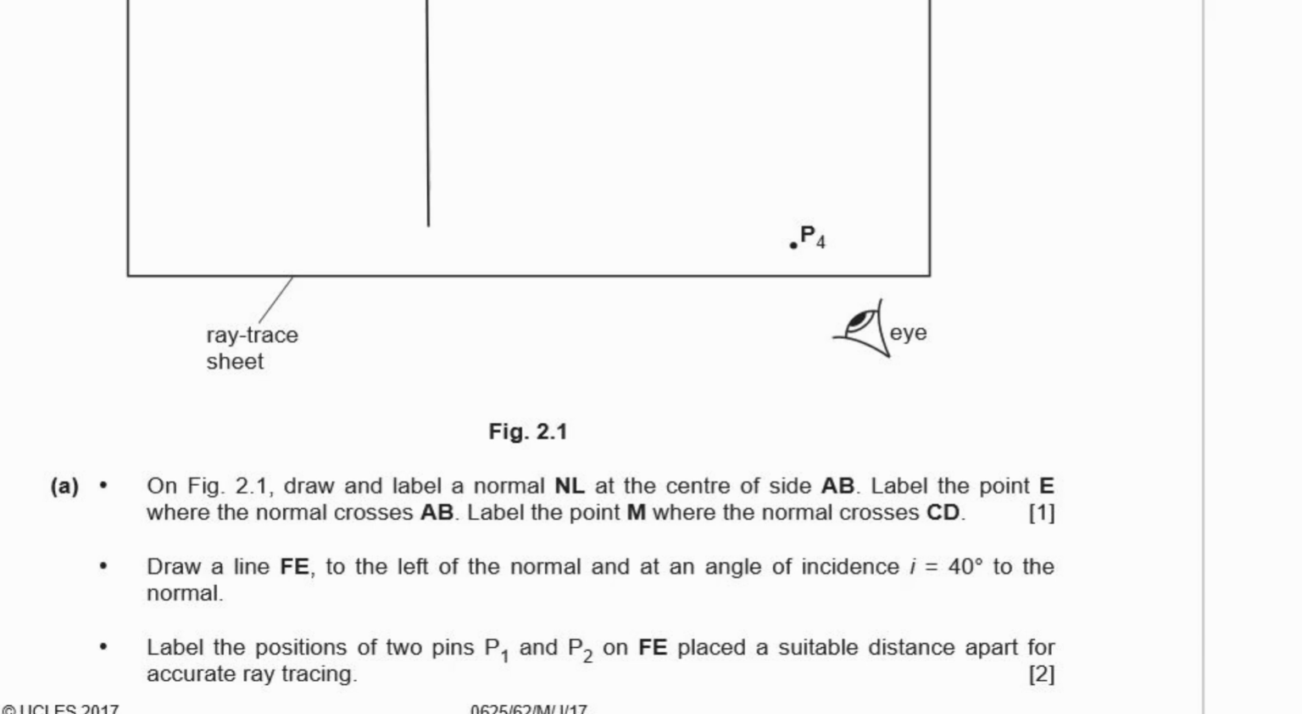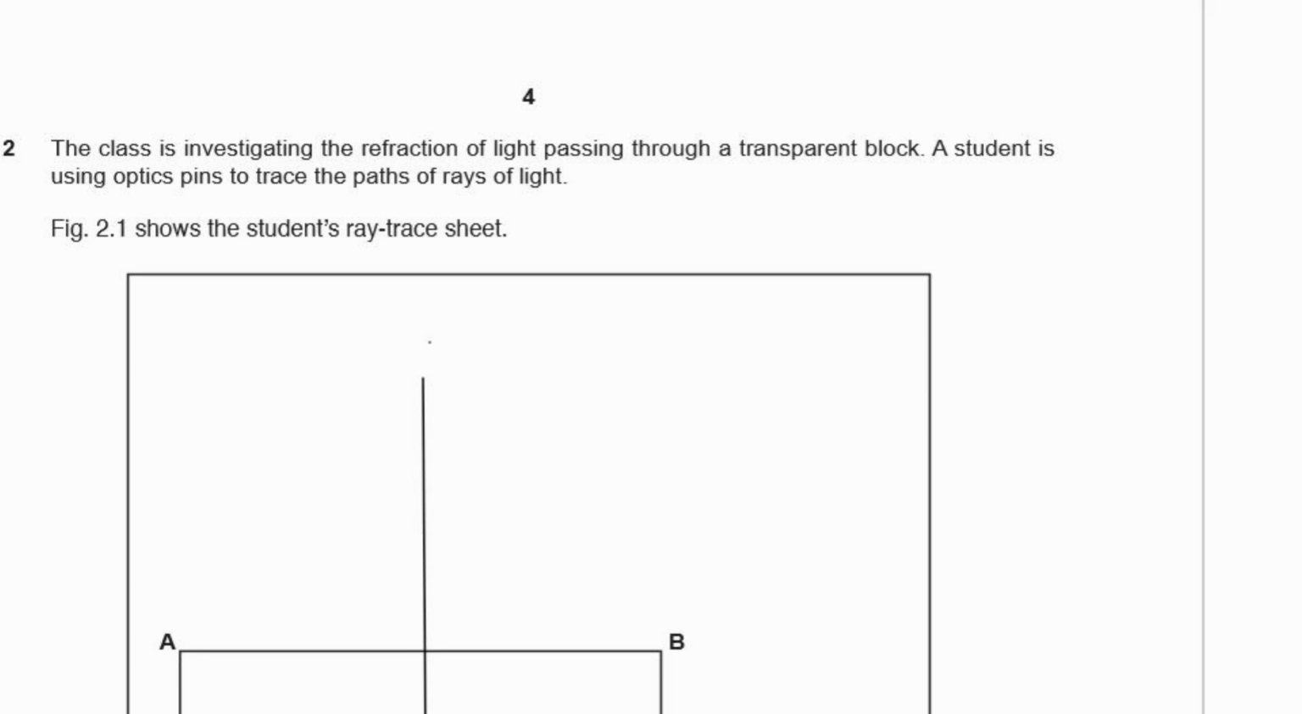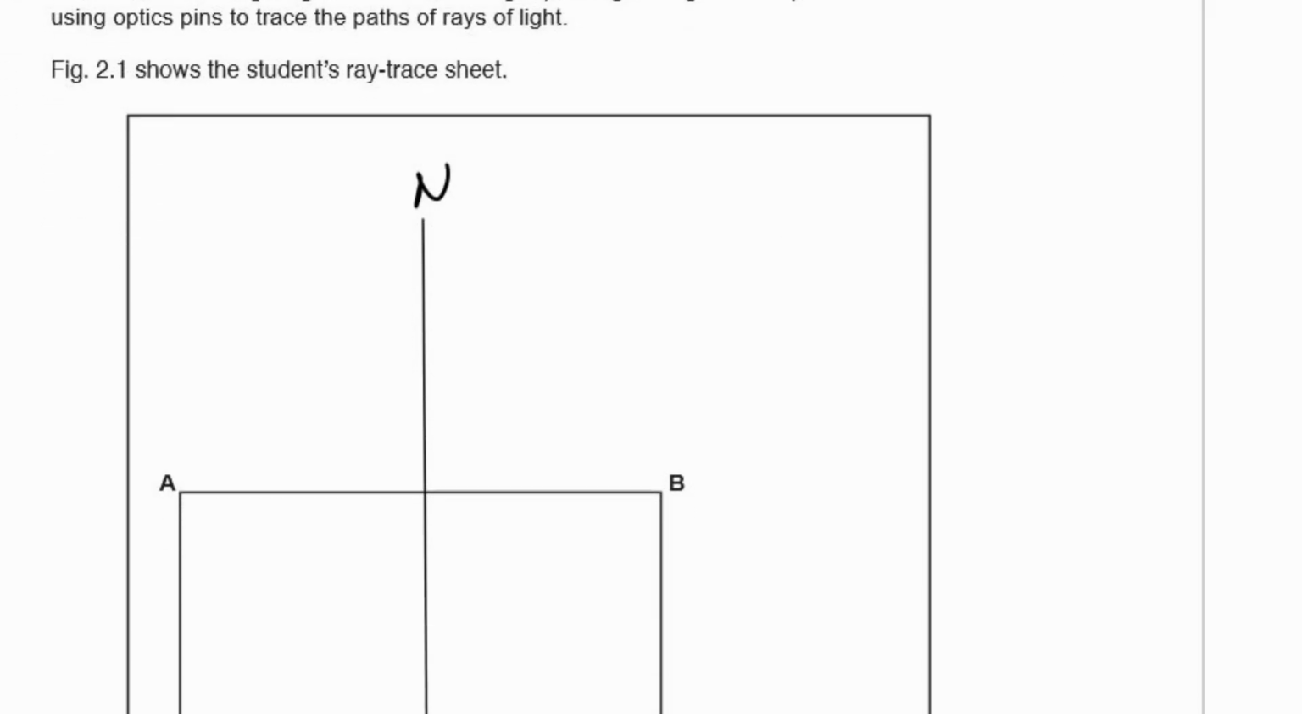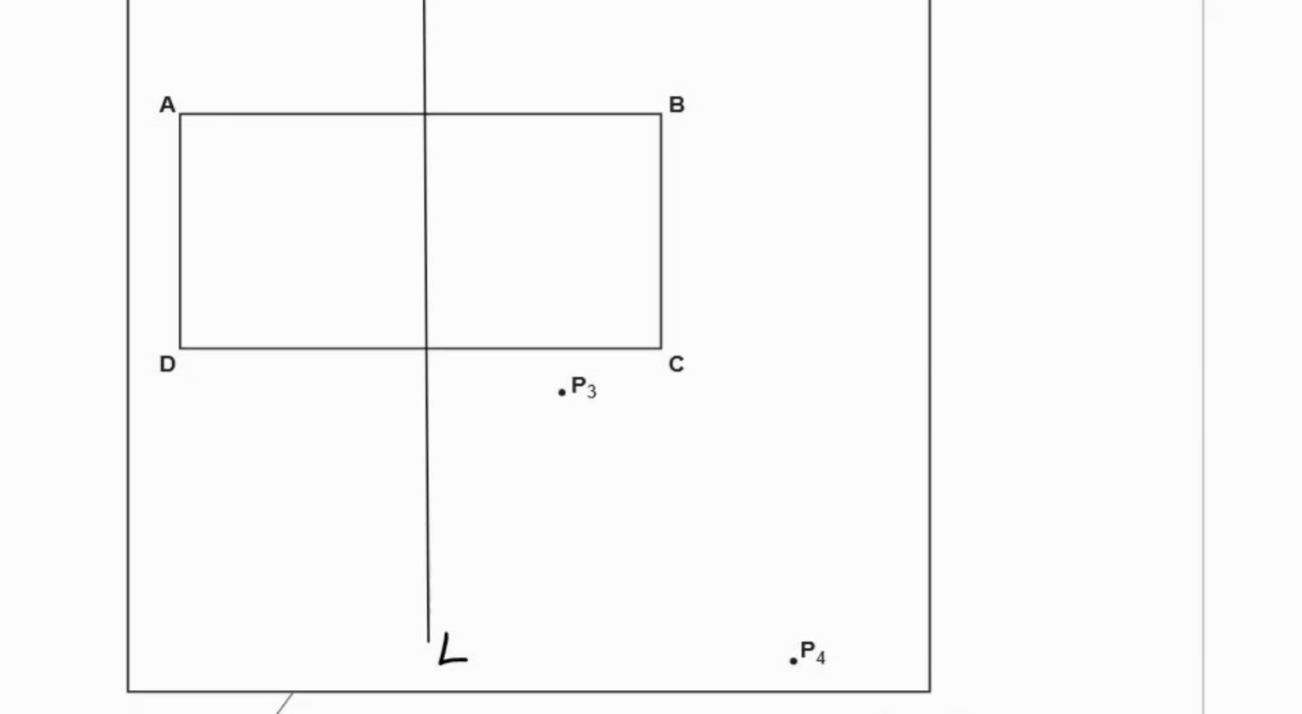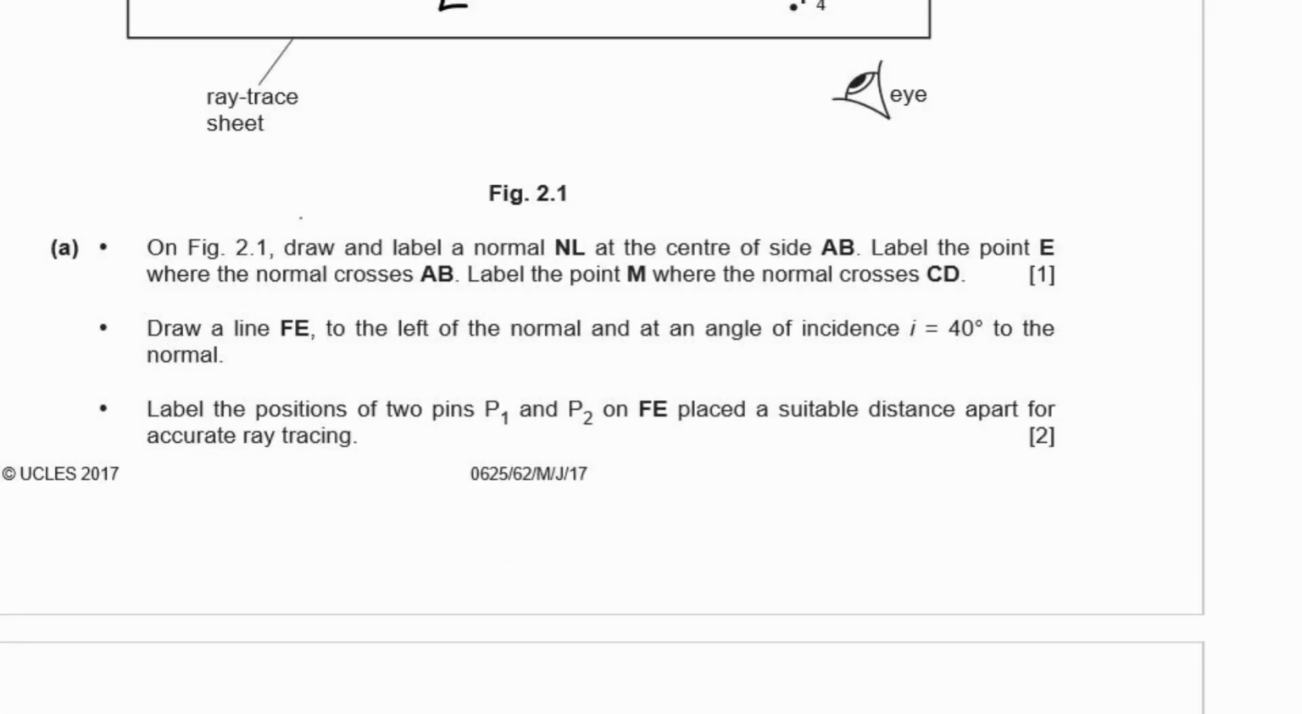Now, we've drawn a normal line. It says draw and label a normal NL. Okay, so we have to label it still. Let's do that now. There we go, it wants us to label it NL, so N, and then we'll come down slightly and label the other side L. There we go. Alright, so we've done that first bit, draw and label the normal NL at the centre of side AB. Done. Label the point E where the normal crosses AB. Label the point M where it crosses CD. Okay, so E and M.